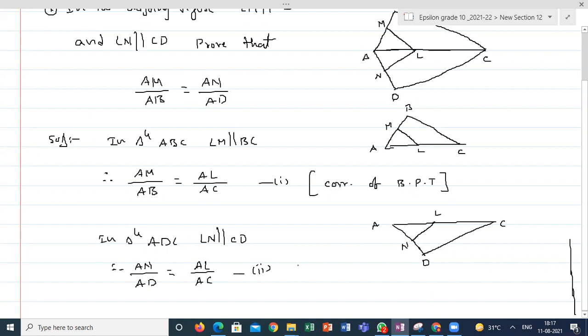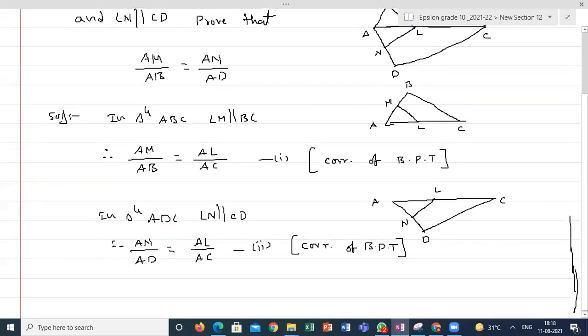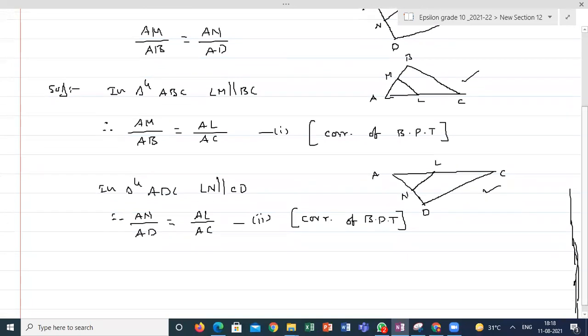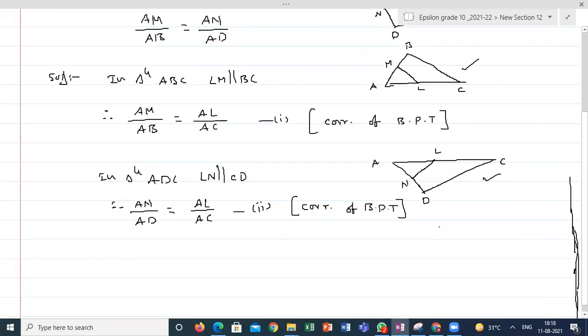Guys, anyone having any doubt with these two steps? How I am applying the corollary of the basic proportionality theorem here? Is it clear, guys, what I'm saying? How to apply? If you are not clear, in rough work, you separate the triangles and apply the basic proportionality theorem. There are three ways you can apply it: the direct basic proportionality theorem, and two different corollaries.